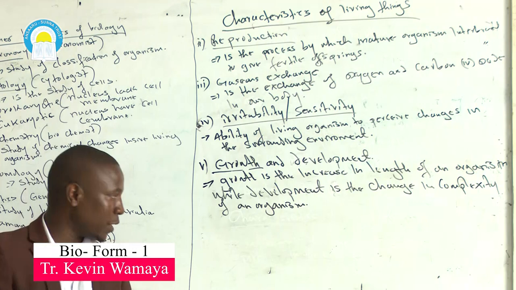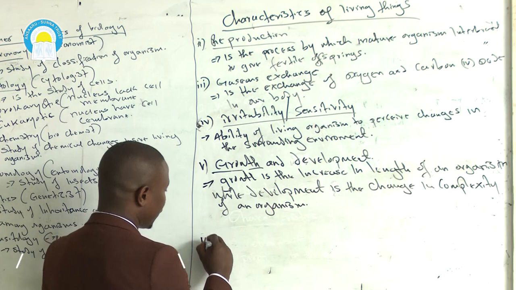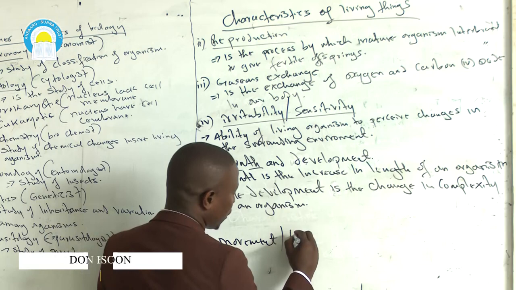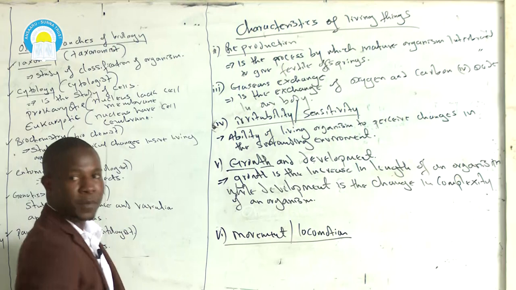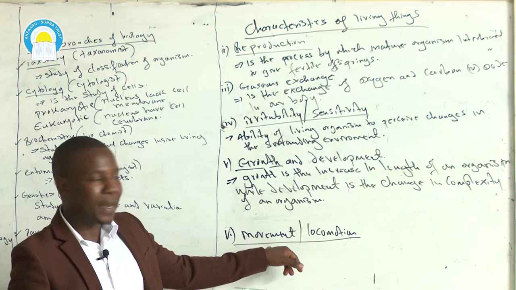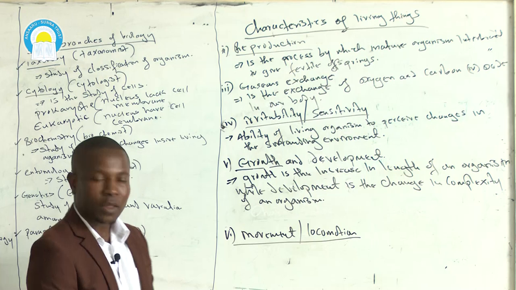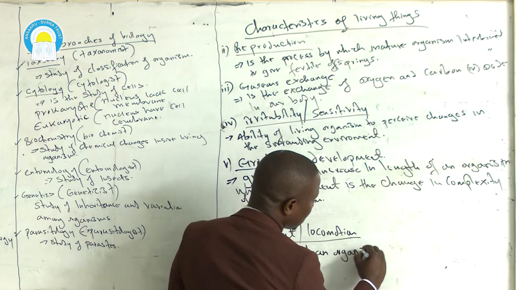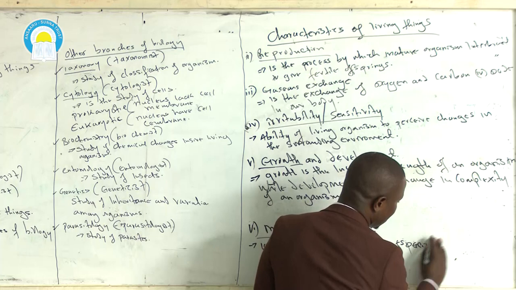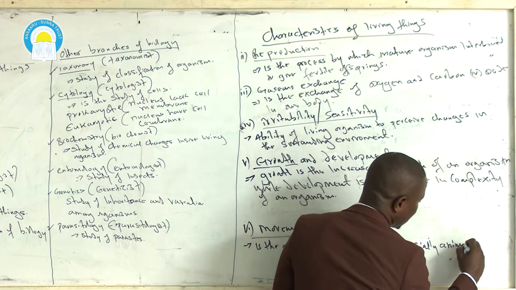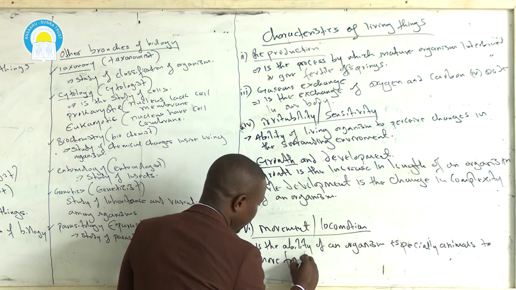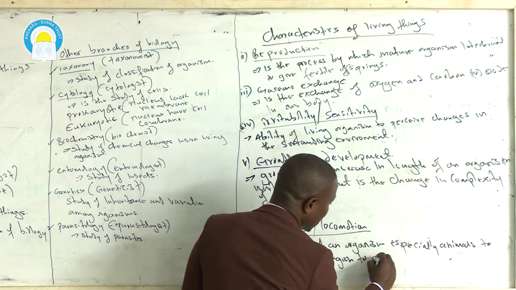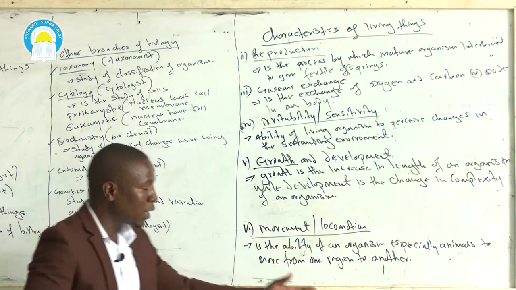Then the last one, we discuss movement. Number six, movement and locomotion. Plants move, but they don't locomote. It's only animals that locomote. So it's the ability of an organism, especially animals, to move from one region to another.